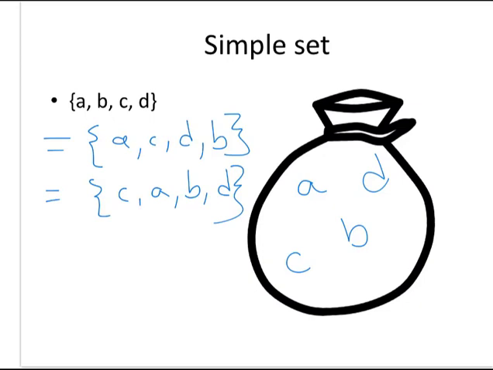The other thing is that it depends on who you're talking to and the book that you're using, but for the purposes of our class, if you list an item twice in a set, it doesn't really matter. So if we put A in there a couple of times, it doesn't matter. Each item only really appears once. So that means that this set is actually the same as these ones and is just represented by this bag full of stuff.